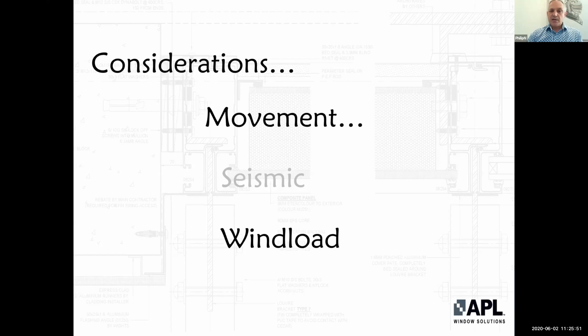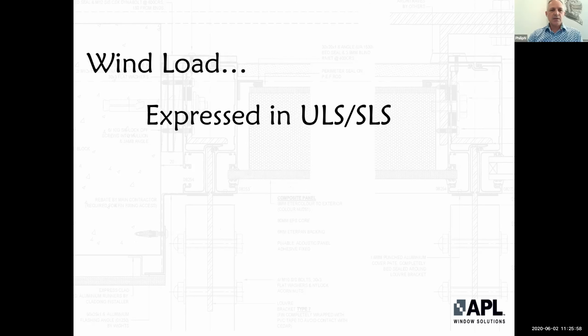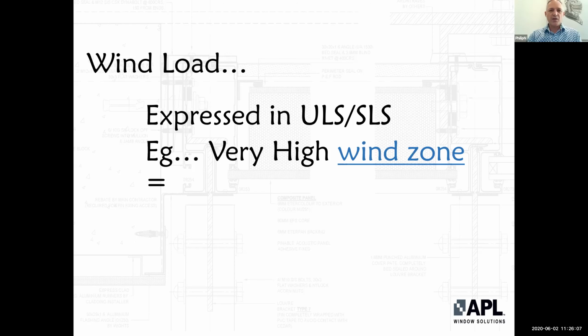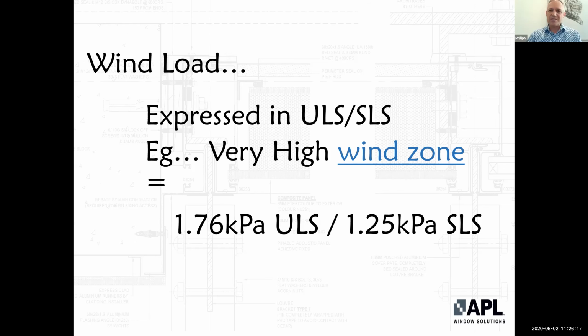The other consideration when we talk about movement is wind load. New Zealand is a very wet and windy country. For glazed facade systems, the wind pressures are typically expressed as a ULS and SLS. If you don't know what they are, a ULS is an ultimate limit state and an SLS is a serviceability limit state. To give you an example, in 3604, they're broken into wind zones. So a wind zone, say very high, for example, expressed in a ULS and SLS are those numbers below.